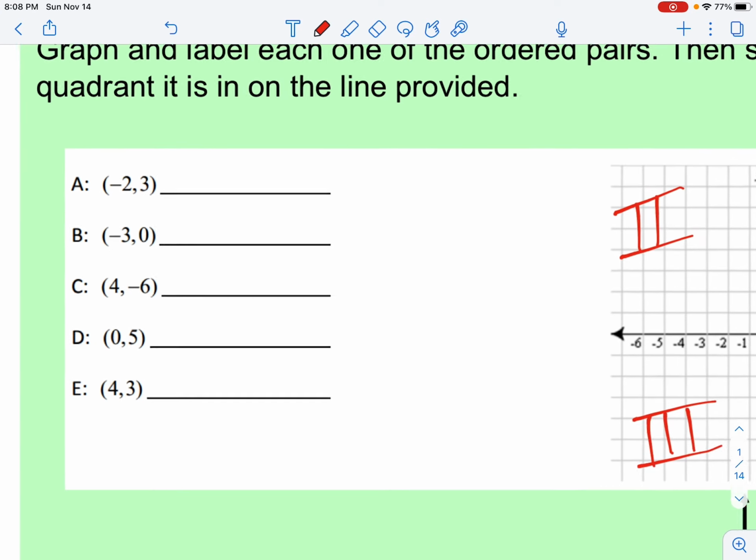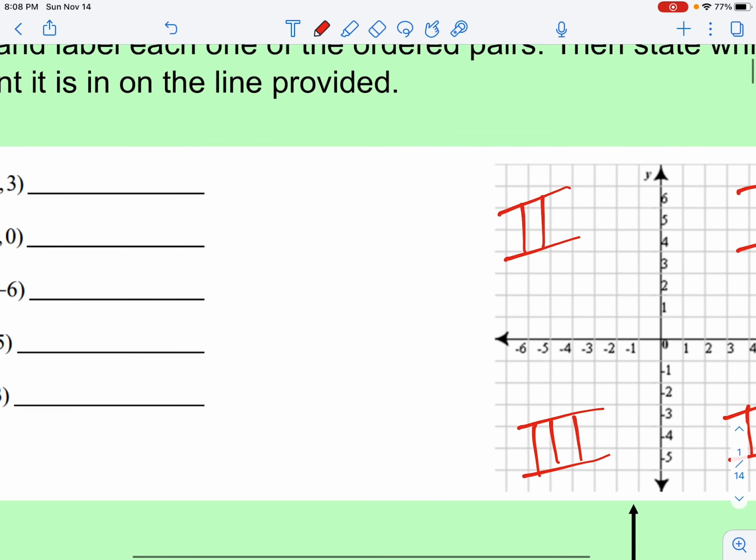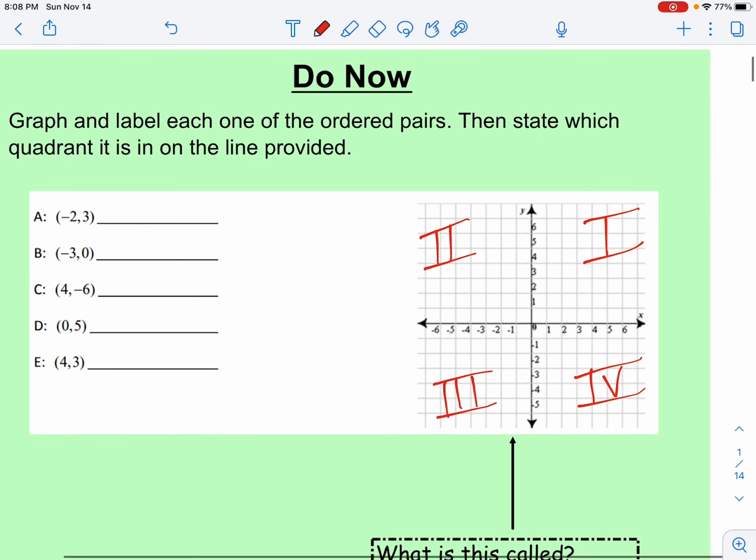We'll just do point A together. (-2, 3) means 2 to the left and 3 up. So point A would be right there. And then you would label it with an A. So you could do points B, C, D, and E on your own.